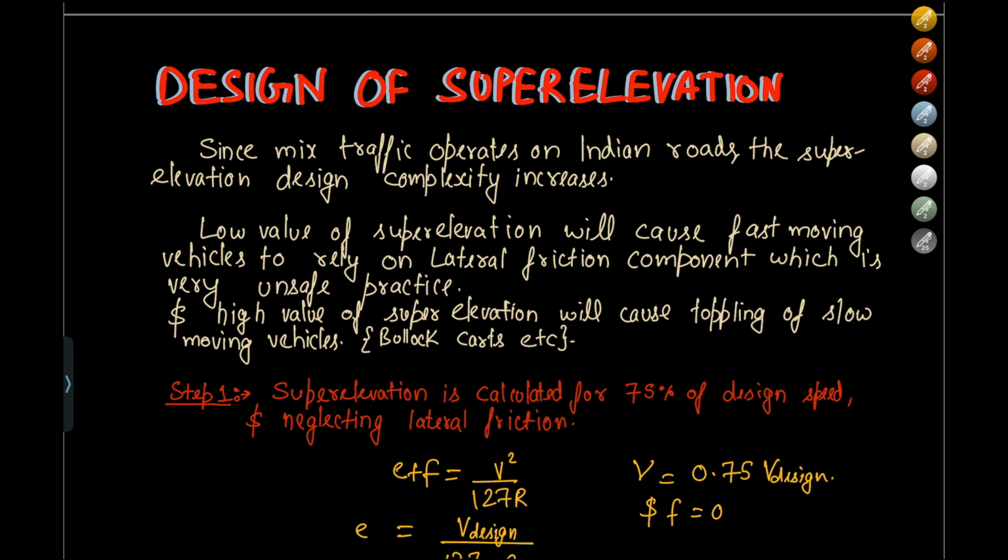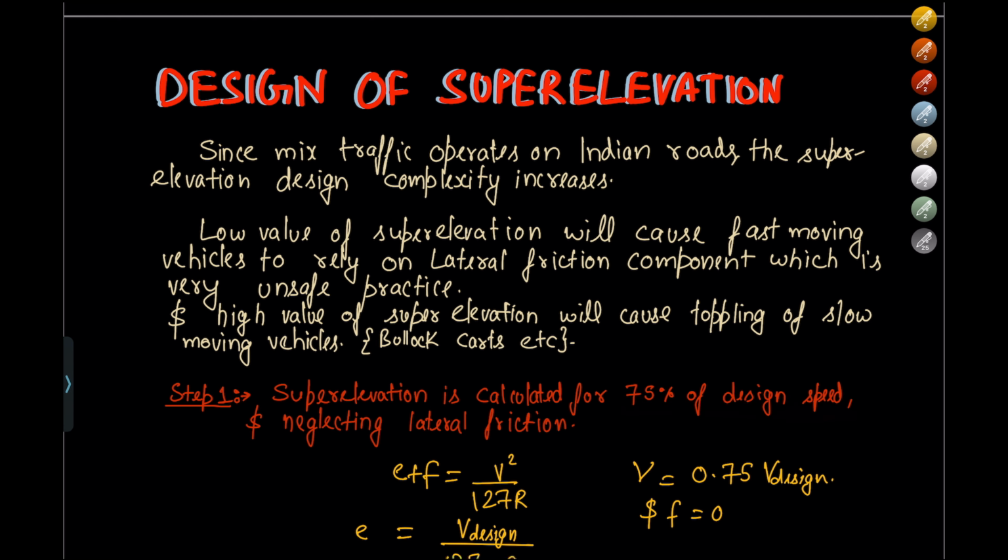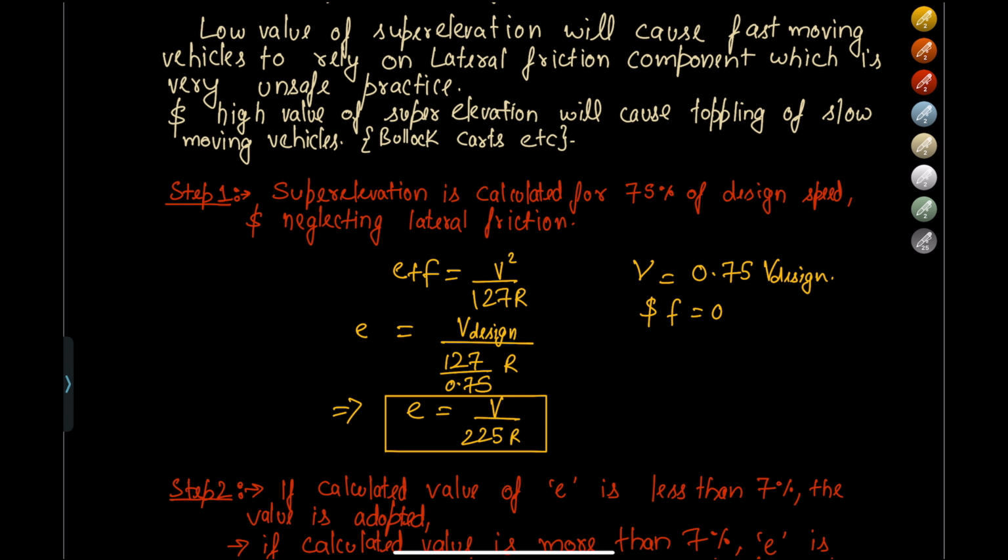And next, a high value of superelevation will cause the toppling of slow moving vehicles such as bullock carts or slow moving traffic such as cycles or other passengers, right? So for that we design the superelevation for 75% of the design speed, and we neglect the lateral friction. So superelevation is calculated for 75% of the design speed by neglecting the lateral friction. So we'll take f equal to 0 and we'll calculate e.